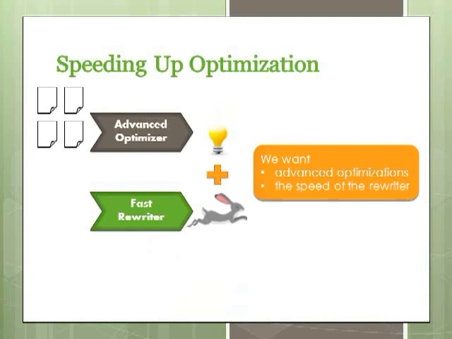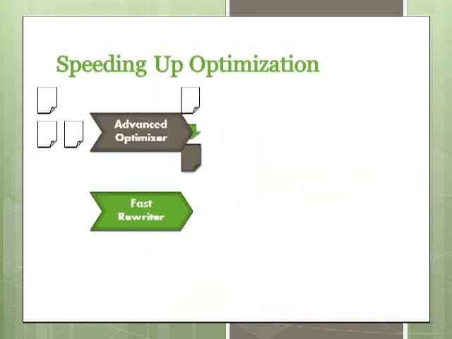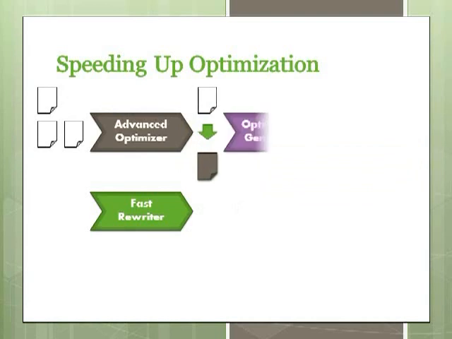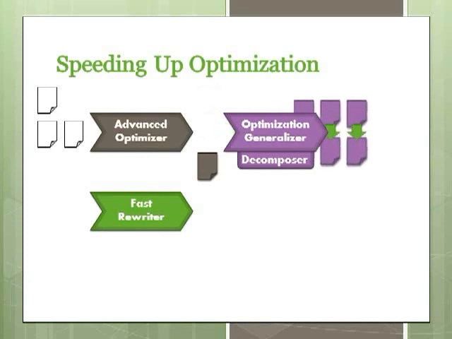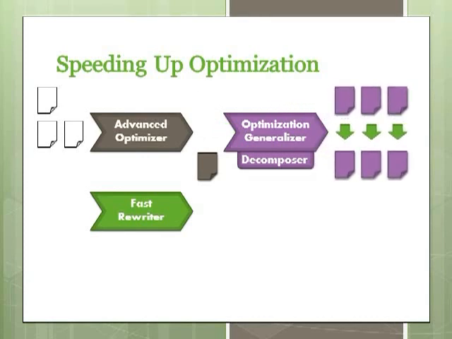Ideally what we want is to have both the intelligence of the advanced optimizer and the speed of these fast rewriters. The way we accomplish this is we ship off just part of our code base to the advanced optimizer, which improves this code very well. And then we're going to use our optimization generalizer in order to learn additional rewrite rules. However, the advanced optimizer is actually going to be applying many optimizations in order to produce this final result. So we also use a decomposer, which is able to break down one large optimization into a bunch of small optimizations. In this way, from examining this one optimization, we're able to learn a large number of rewrite rules.